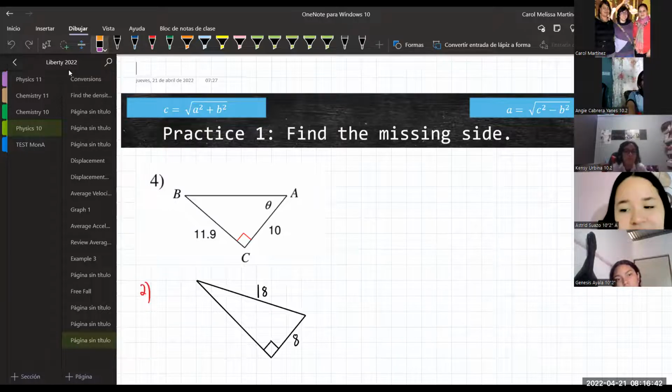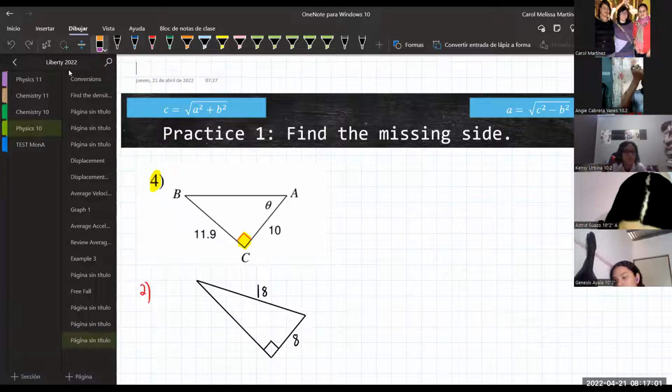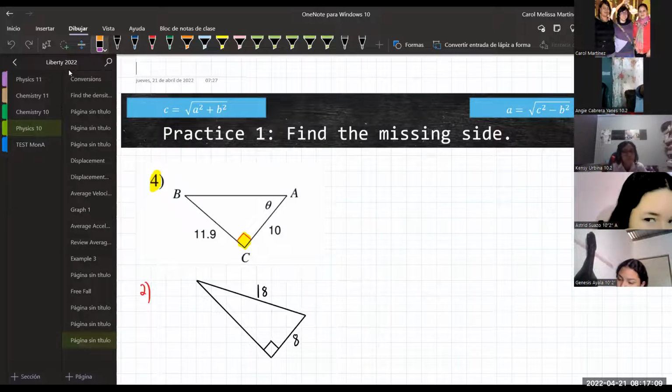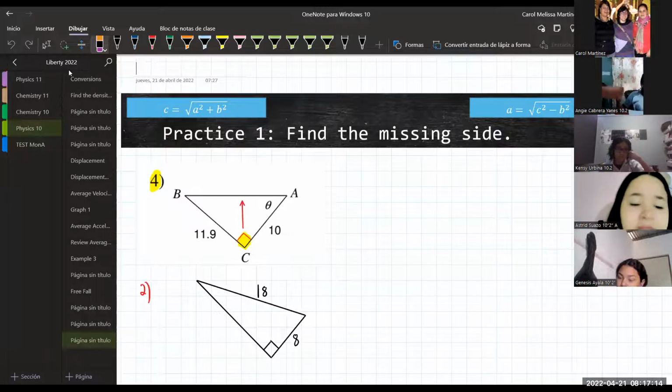So in exercise number 4, the first thing I do is identify the hypotenuse. The hypotenuse is the one side that is in front of my right angle. My right angle is the one that I already highlighted in yellow. So in front of it, I will have my hypotenuse. What is my missing side in exercise number 4? I need to find the hypotenuse.